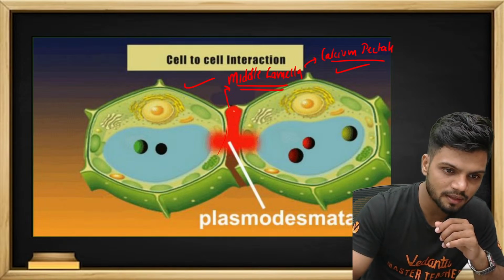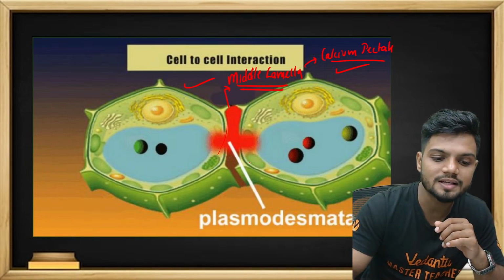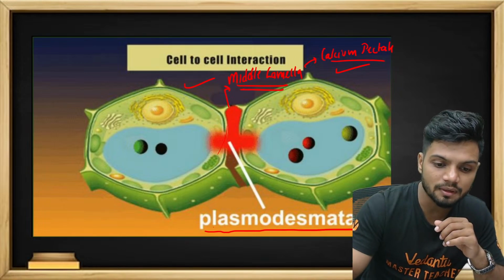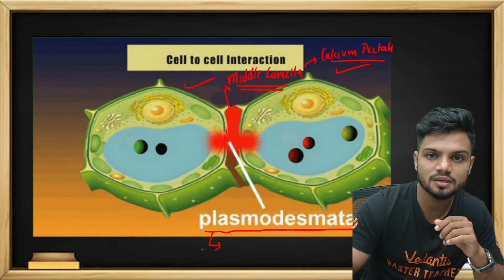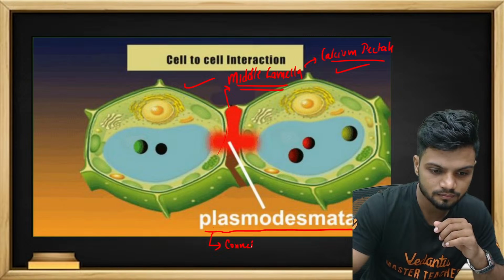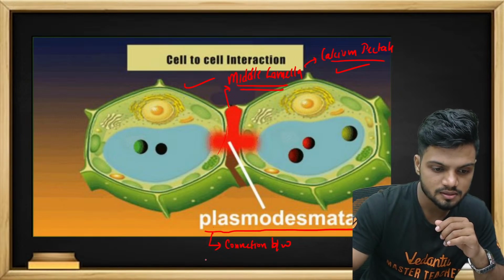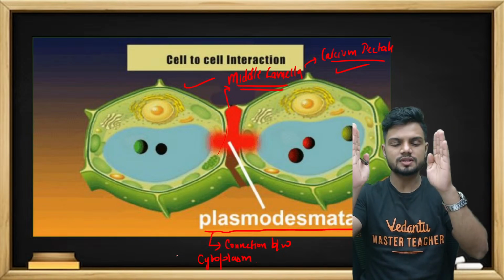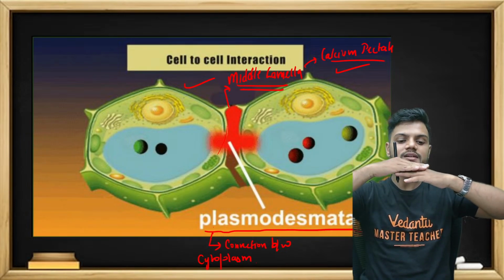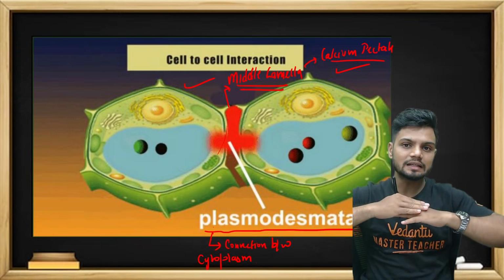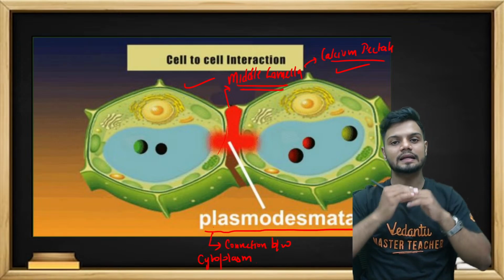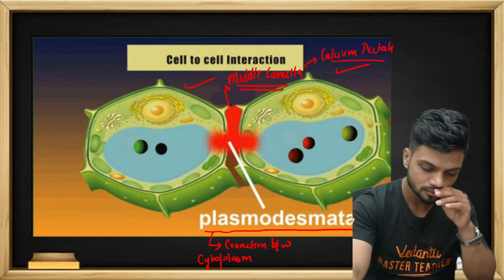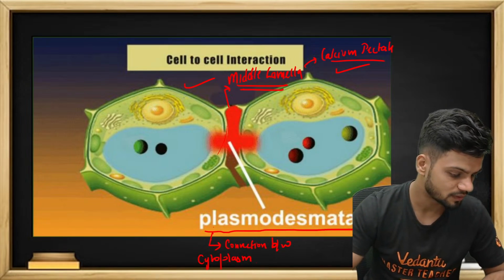Now, within this middle lamella, students, there are certain plasmodesmatal connections. What is happening in plasmodesmatal connections? There is a connection between the cytoplasm. So the two cells are connected to each other by plasmodesmata. The cytoplasm of the two cells are connected here. Cells are joined by plasmodesmata. Exactly.